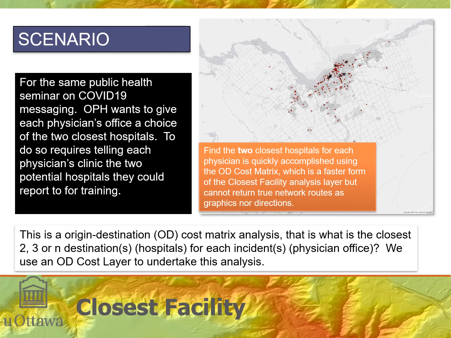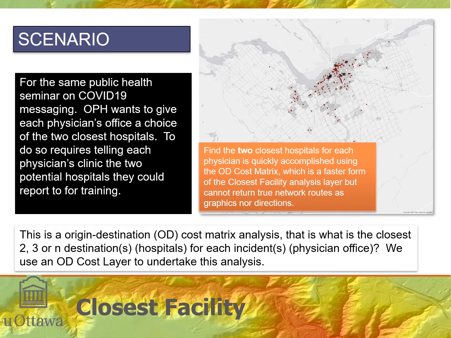Let's say for the same public health seminar, OPH, Ottawa Public Health, wants to give each physician's office a choice of the closest two hospitals. And so this requires then telling each physician clinic the two potential hospitals they could report to for training, based again on the minimum travel time.